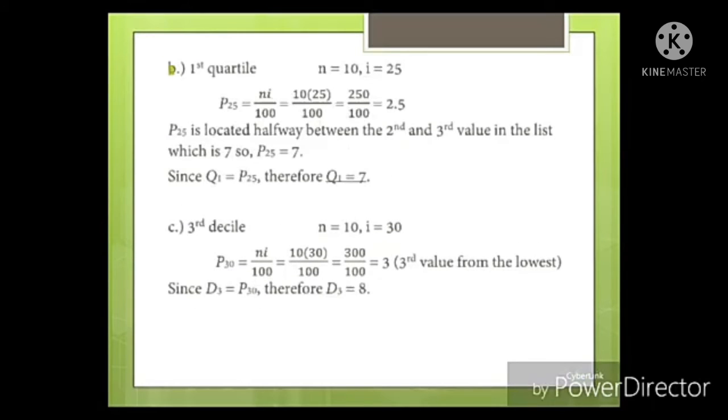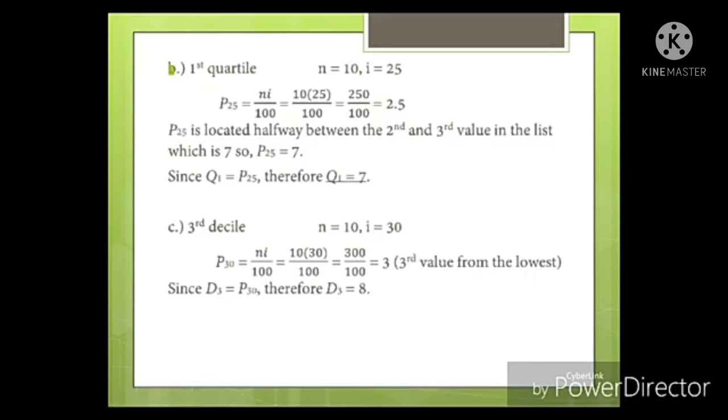Now we will look for the first quartile. We have the given n, which is equal to 10, and i, which is equal to 25, because the first quartile is equivalent to the 25th percentile. We will use the formula P25 is equal to n i over 100. Replace n by 10 and i by 25. After that, multiply 10 by 25. The answer is 250. Then divided by 100 equals 2.5.